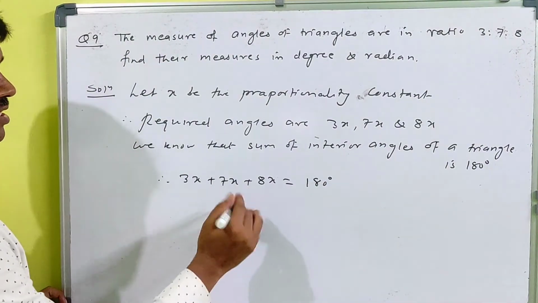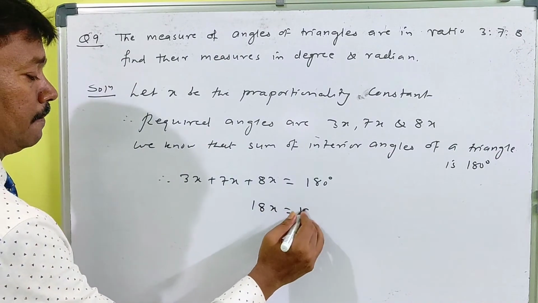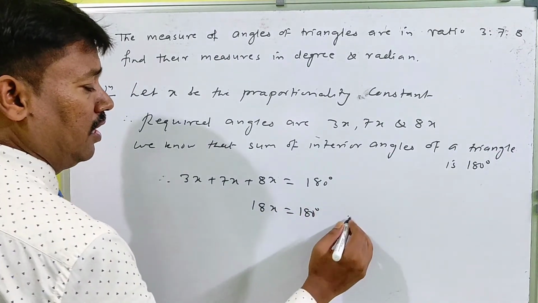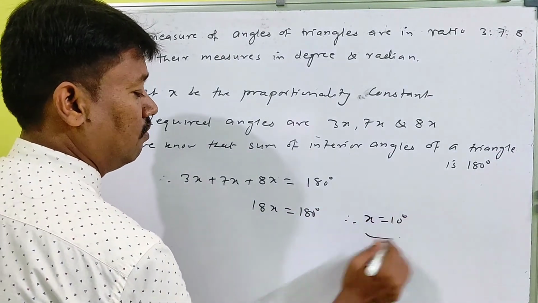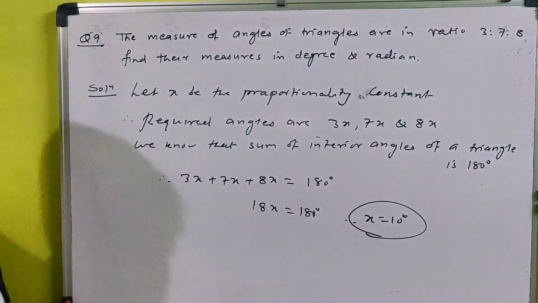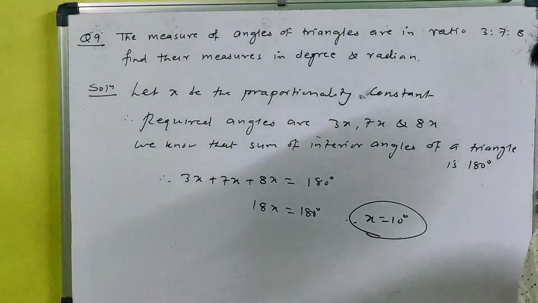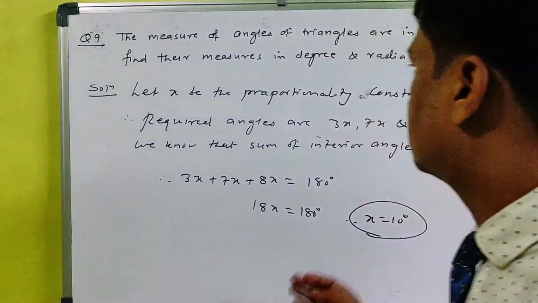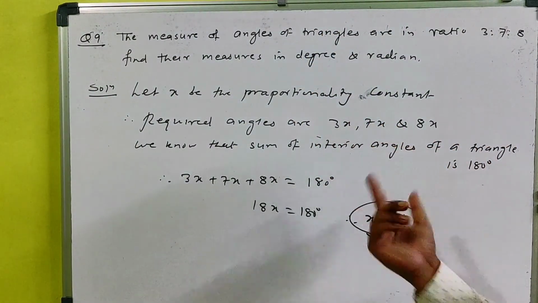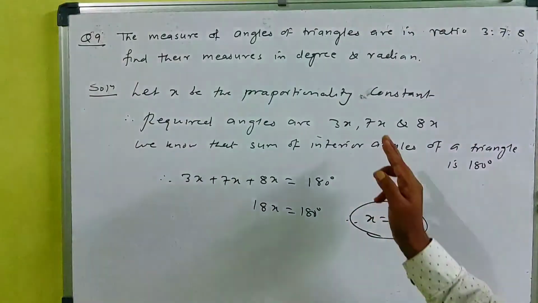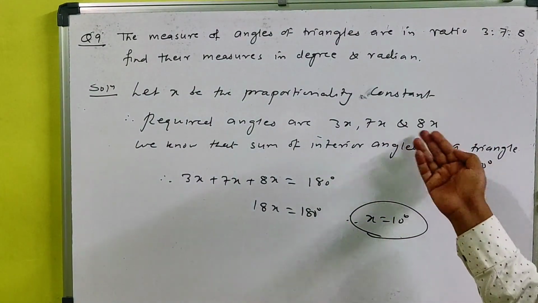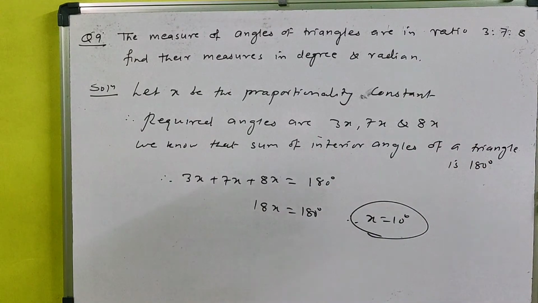180 degree. Now what is this? Is 18x. And therefore, clear cut from this, x is equal to how much? 10 degree. So x का value क्या आया? 10 degree आया. X का value 10 degree आया. That means required angles are what? 3x. 3x मतलब that is 3 into 10, that is 30. 7x, 7 into 10, that is 70. 8x, 8 into 10, that is 80.